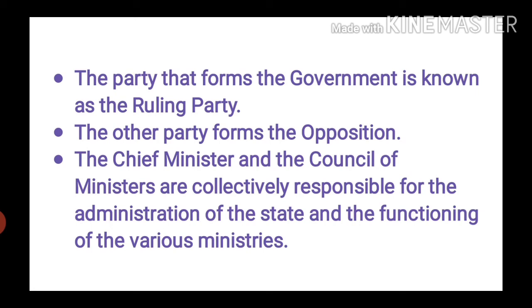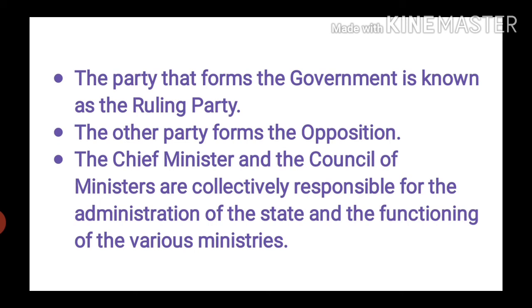So till here we have seen how the Gujarat government is formed, how the governor is appointed, how he appoints the chief minister, and how the chief minister forms the council of ministers. The party that forms the government is known as the ruling party, whereas the other party is known as the opposition.